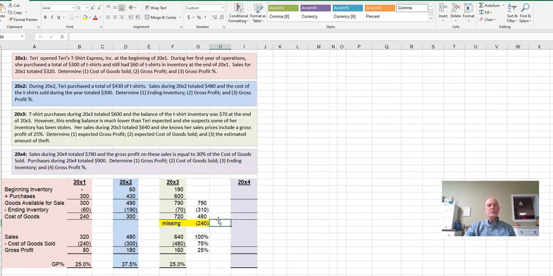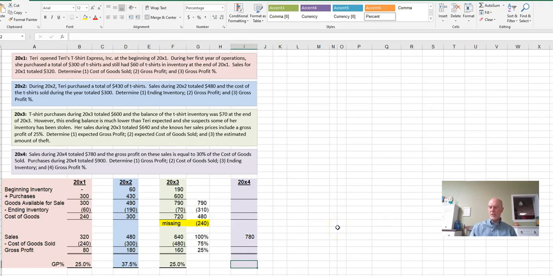Okay, let's do one more. Go to year 4. Sales in year 4 total 780. So let's put that down here. Sales are 780. And the gross profit is equal to 30% of the cost of goods sold. Now, I threw this in there for funsies too. Usually, I give you the gross profit as a percentage of sales, but in this one, I said that the gross profit is 30% of the cost of goods sold.